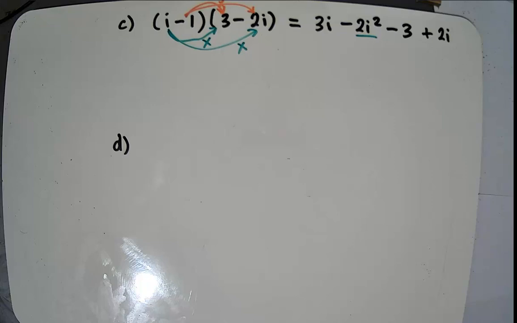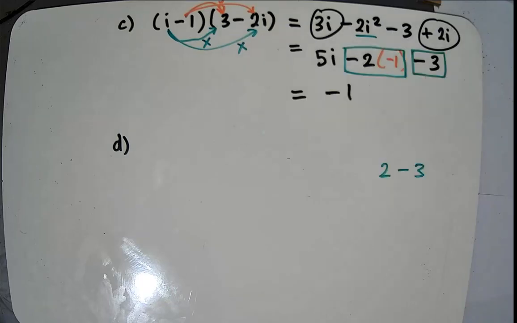Now we have to put the like terms together. The like terms here are plus 3i plus 2i, which will give us a positive 5i. Then we have -2i squared. Where we see i squared, we will substitute -1. So -2 times -1 will give me a positive 2. Positive 2 minus 3 will give me -1, followed by plus 5i. So our answer there is -1 plus 5i.